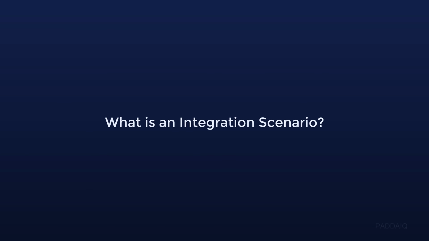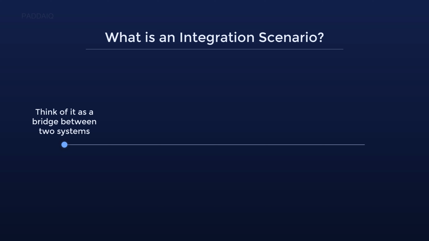An integration scenario connects systems to automate business processes. Think of it as a bridge between two systems. This means it connects separate applications so they can share data and processes seamlessly. For example, it can link your SAP S/4HANA system with Salesforce to automatically sync customer orders. This ensures your business operations flow smoothly without manual intervention.